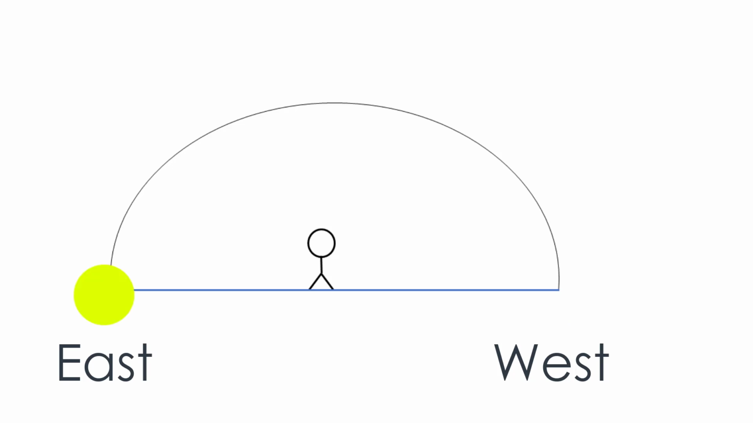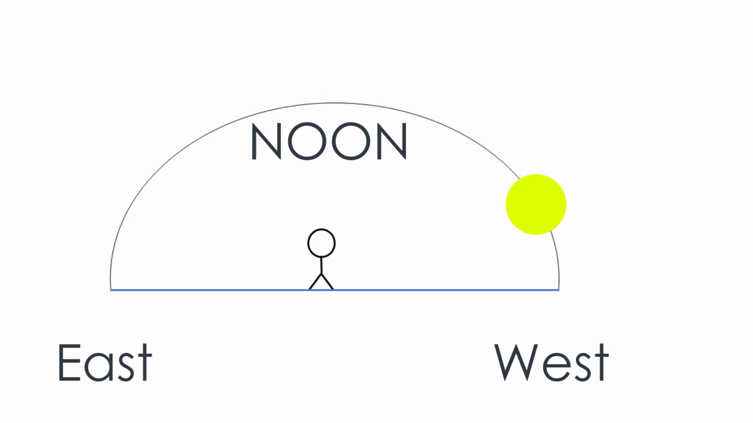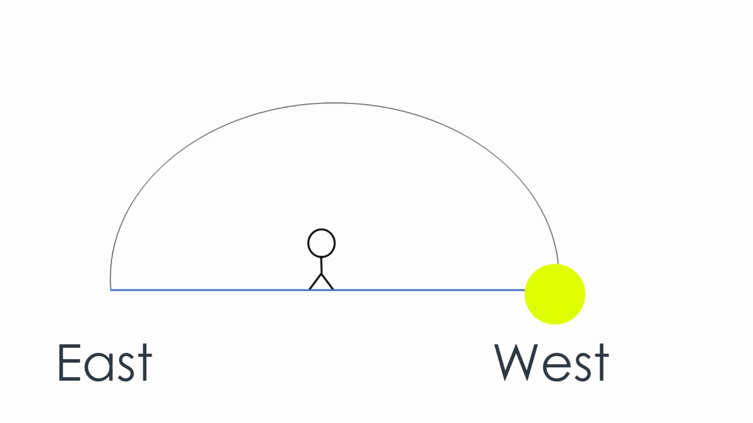When the sun reaches its highest point in the sky, we have a special name for that. We call it noon. At this point, the sun is perfectly south. The sun will continue moving, but will now get lower in the sky until it finally sets on the horizon in the west. Later on, it'll rise again in the east and we'll have a new day.